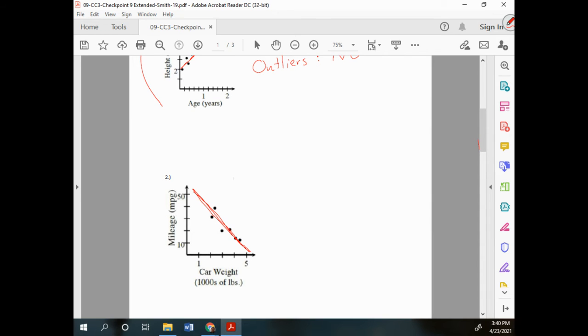Do you have it? Form: this is linear. Direction: this one is negative, and it's negative because it's going down. Strength: this one is, let's go with moderate. It's not quite as close as last time. Moderate. And then are there any outliers? No outliers. Does that make sense? Good.